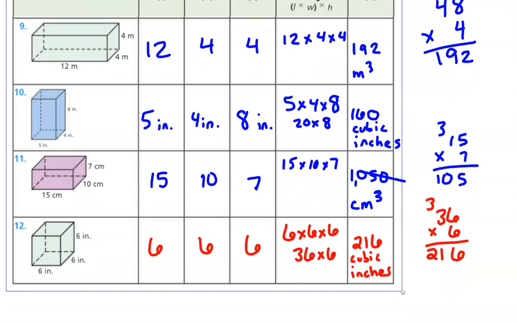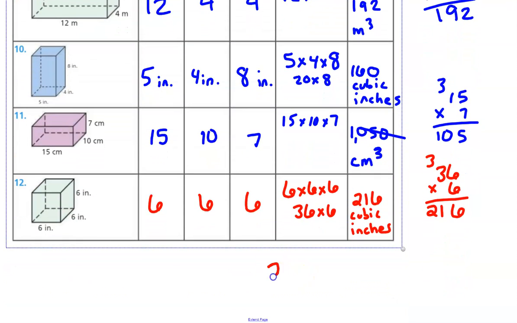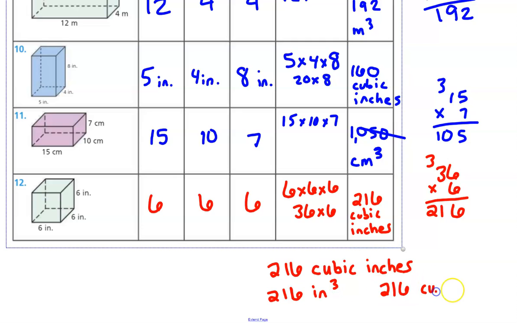And again, you can write those in lots of different ways. You can say 216 cubic inches. You can write it as 216 inches cubed, or you can write it as 216 cubic inches. That can also work, okay? Either one of those is totally fine.